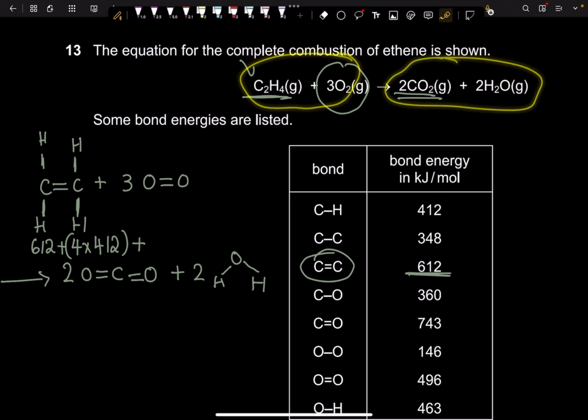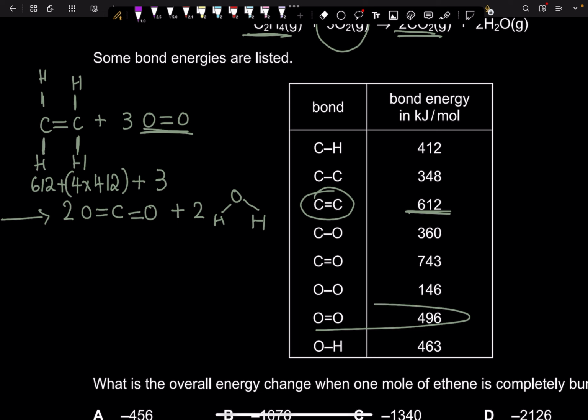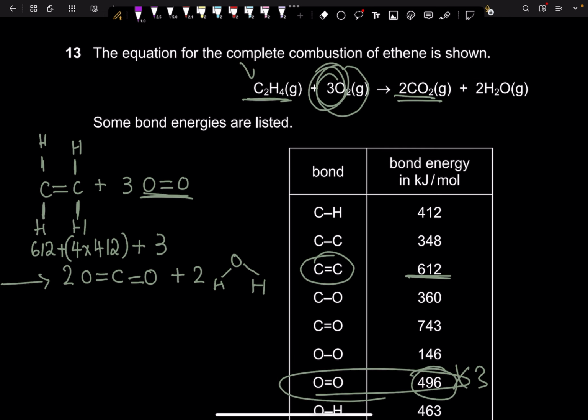ठीक है, so we can add in it 3 times oxygen double bond. Oxygen double bond is 496 multiplied by 3. Why? Because we have 3 oxygen double bonds. So 3 multiplied by 496. अब इसकी पूरी टोटल एनर्जी निकाल लेते हैं.